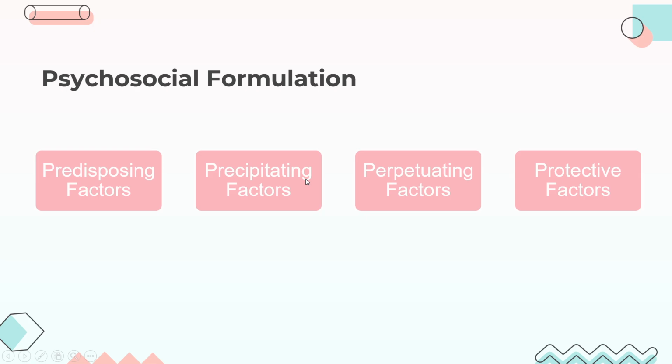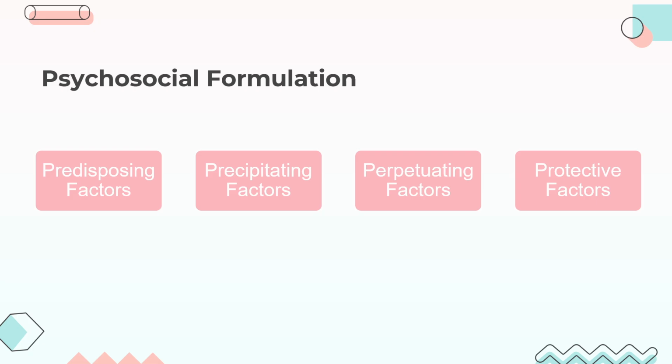Precipitating factors are the factors that worsen or trigger the situation. For example, let us assume a client who has developed anxiety. This person's anxiety will be even more triggered when he or she experiences a job loss, or a breakup. So that is what precipitating factors are. These are the factors that are triggering anxiety here, and the triggering factors are called precipitating.